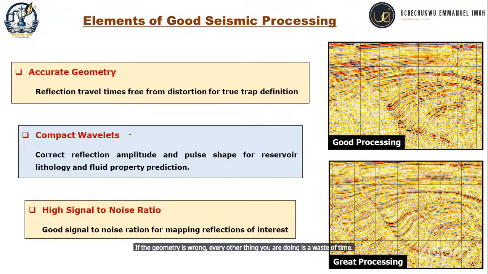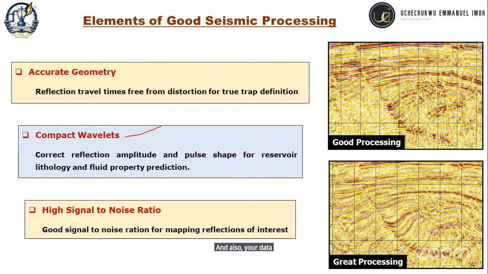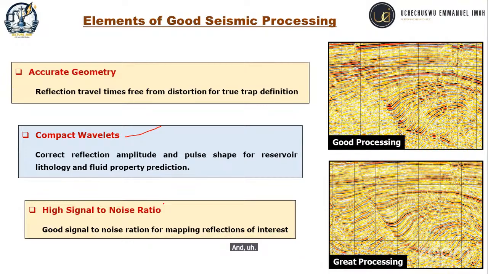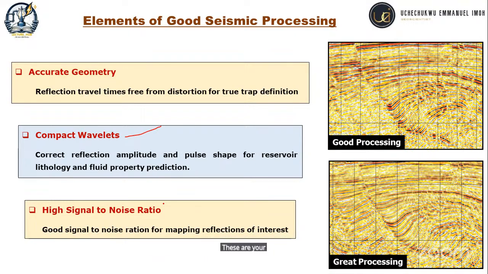Then you have to have compact wavelets, okay, which is your signal analysis. So you have to compact your wavelets. I will get to that when I talk about the convolution. And also your data has to have high signal to noise ratio. During acquisition, you acquire both the signals and noise. We know what signals are, your reflections that are coming from geologic boundaries. These are your signals, and the signals have to surpass the noise. So your signal to noise ratio has to be high. So at the end of the day, these are your three expected elements of a good processed seismic data.